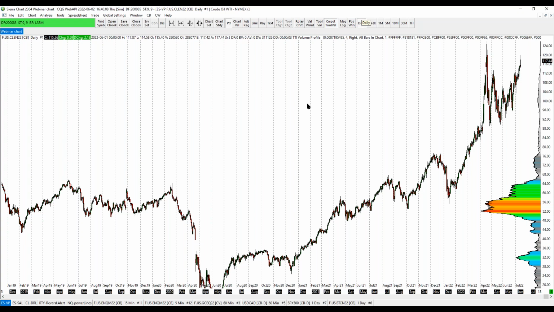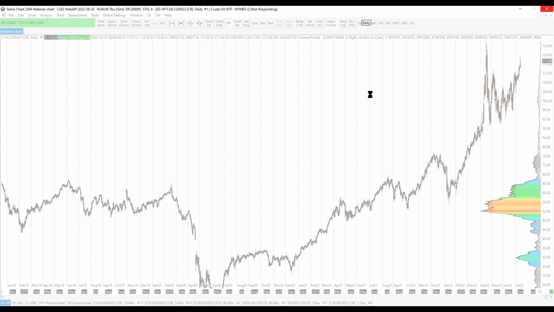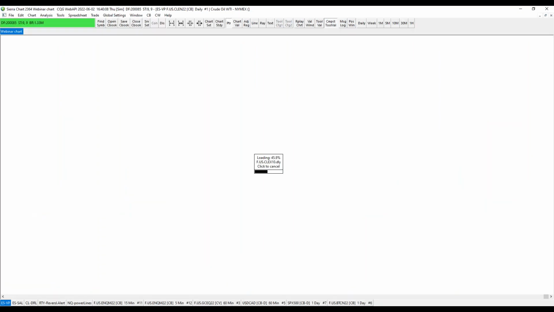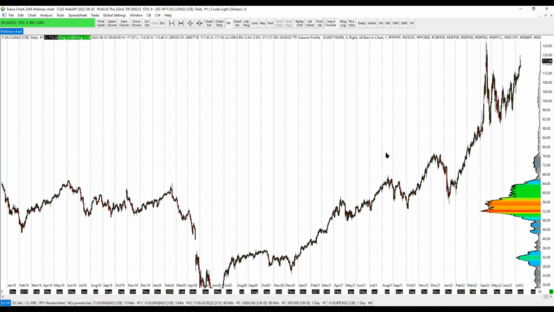One of the things I like about SierraChart is that it's very fast. It doesn't stall, does not freeze. I have 100 things open on my computer still. You see, it's given me, I think, 500 days back here. No problem.